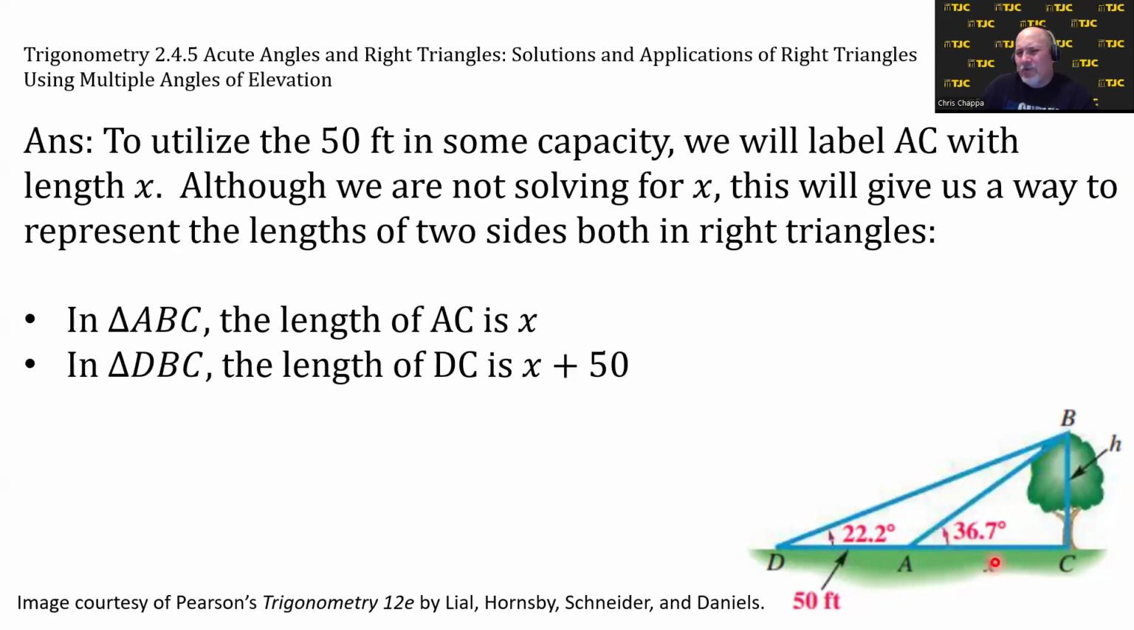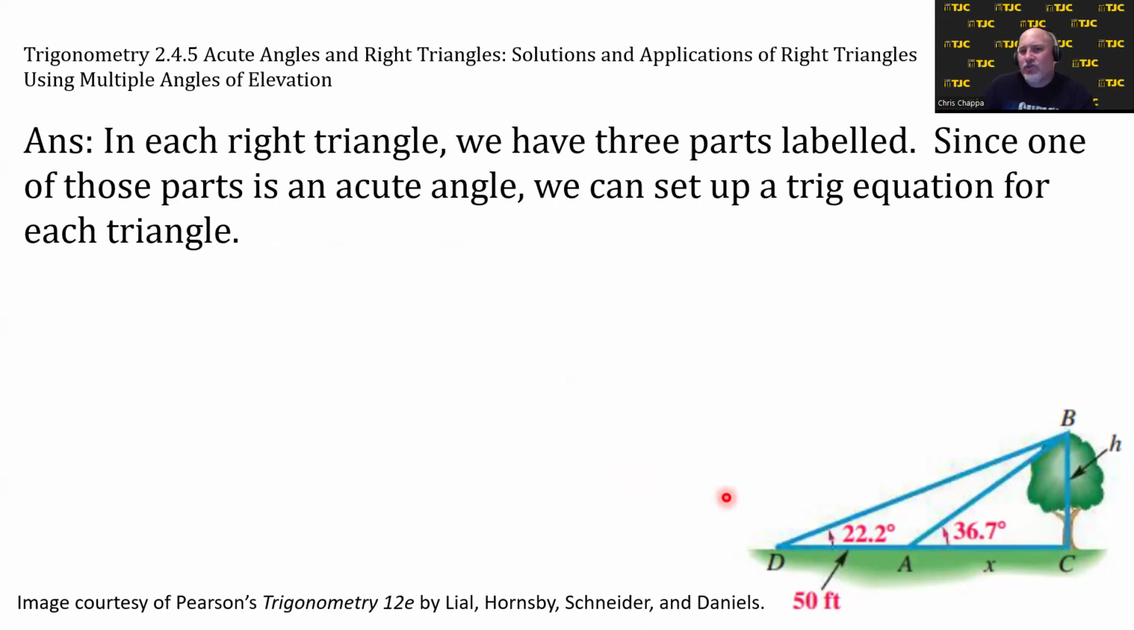Although we're not solving for x, this will give us a way to represent the lengths of two sides in both right triangles. In triangle ABC, the smaller right triangle, the length of AC is x. And in the larger right triangle, DBC, the length of DC is x plus 50. Now, in each right triangle, we have three parts labeled. And since one of those parts is an acute angle, we can set up a trig equation for each triangle.